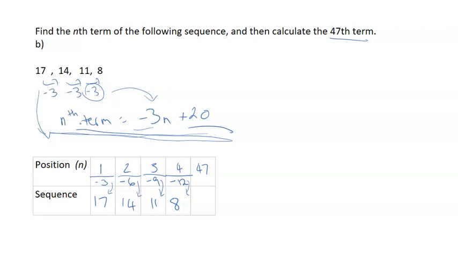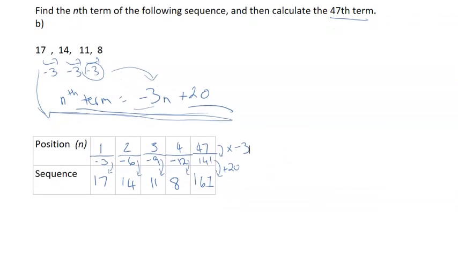The 47th term, if I continue to follow that, -3 times 47 is -141, and then the +20, if I keep going, is -121. So that first jump is the multiplied by -3 and then +20. I apply that rule and work it out. Give it a go, guys. Good luck.